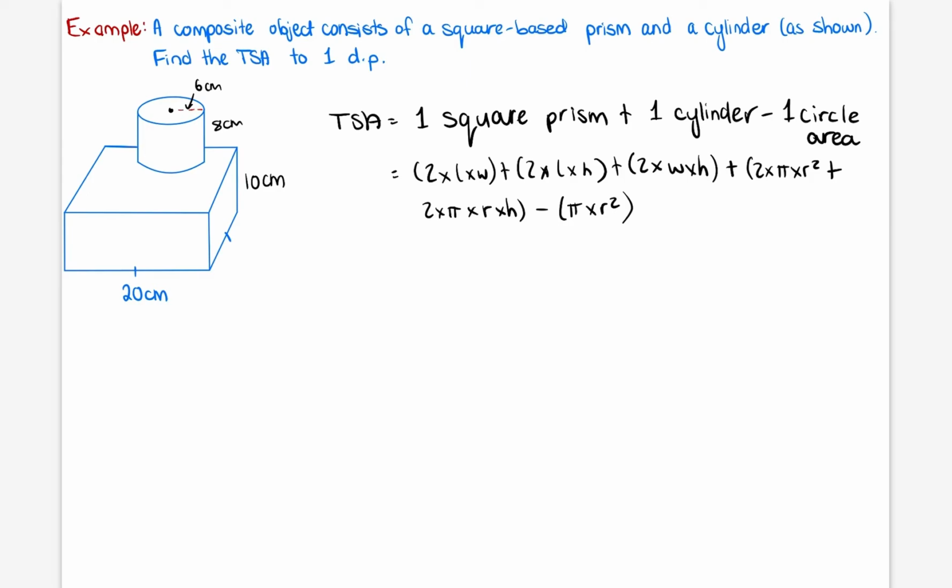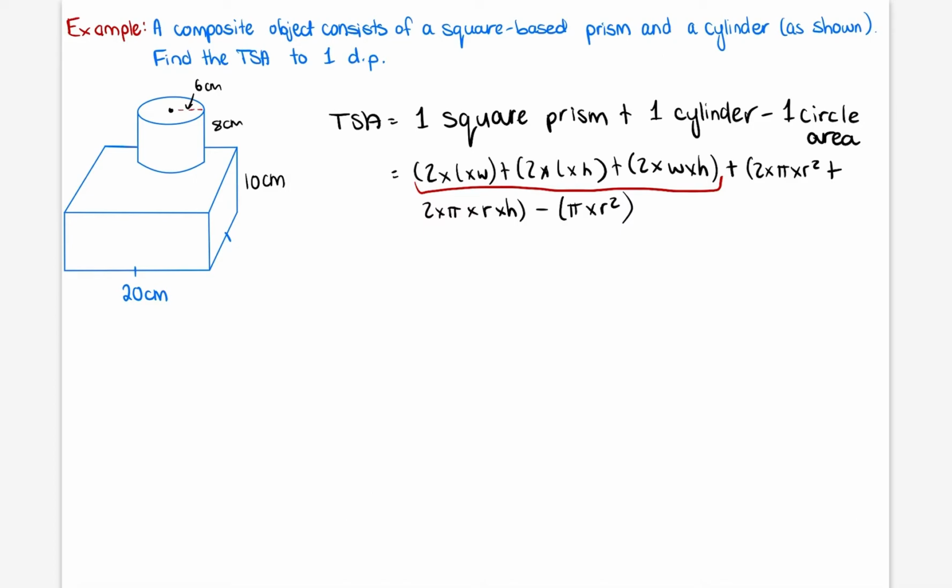So then I've written it out with its formula, okay? Here is our formula for surface area of a rectangular prism: 2 times your length times width, 2 times length times height, 2 times width times height, all added together. Then we've also got to add the surface area of our cylinder, which is 2 pi r squared plus 2 pi r times our height. And then take away the area of one circle, which is just pi r squared.